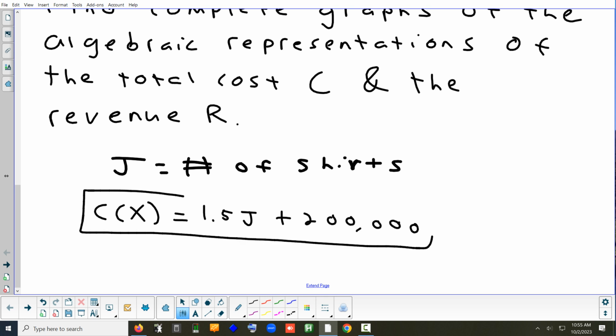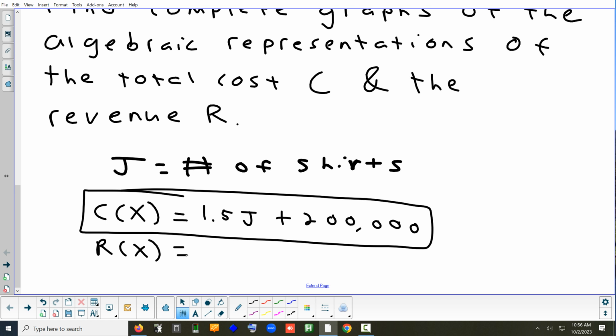Okay, so there's a formula that represents the cost: 1.5 times how many shirts you make plus the 200,000. I've read it. I think the C is making me a little confused because I thought it was a parenthesis. Oh, you thought there was... I thought it was just two parentheses. Oh, two parentheses. I was like, why is he doing that? Okay, yeah, no, that's a cost.